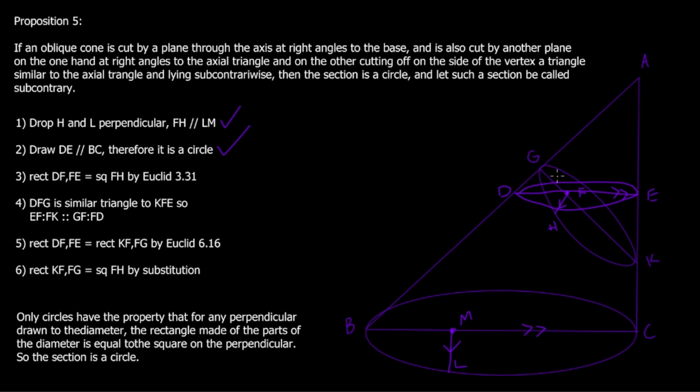So we know that this is a circle, so any perpendicular to a line on the diameter will have that property. So the portions of the diameter DF, FE, if you made those into a rectangle, it would be equal to the square on FH. So we don't even need to prove that, it's just a property of circles. So then I'm going to highlight some triangles. One of these triangles is going to be DGF. One of these triangles is going to be FEK.